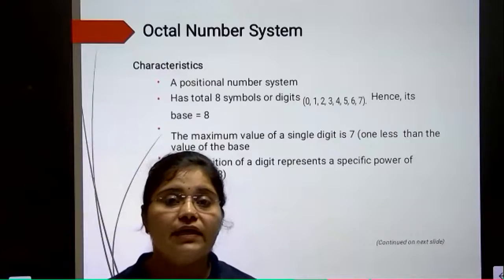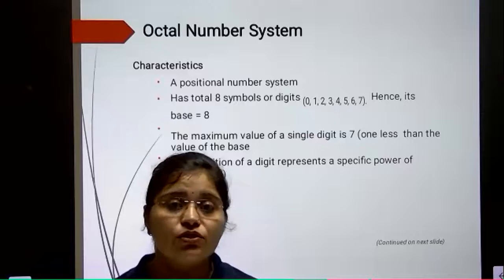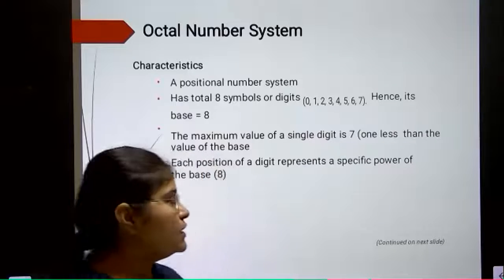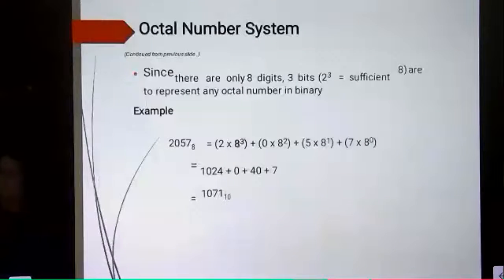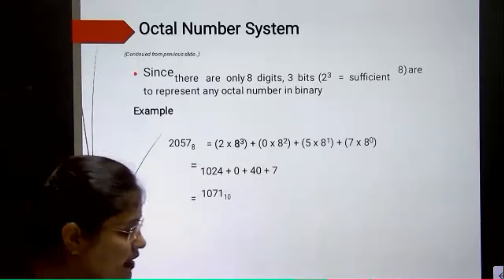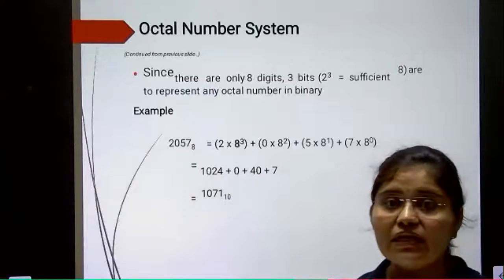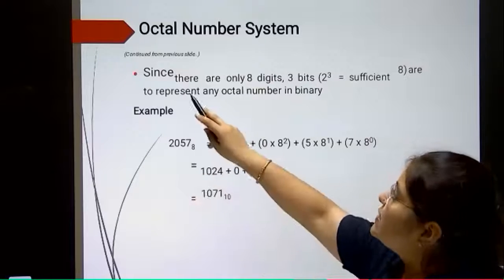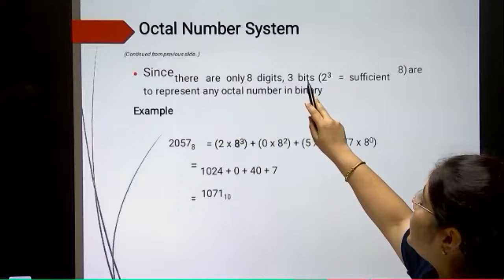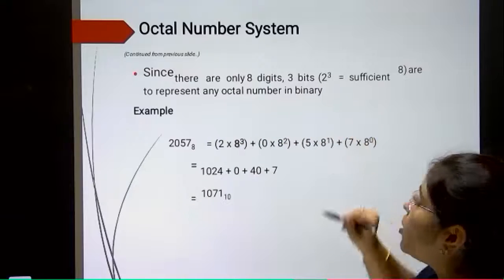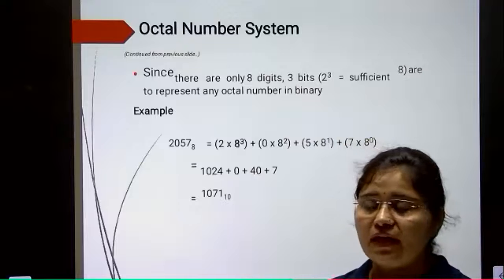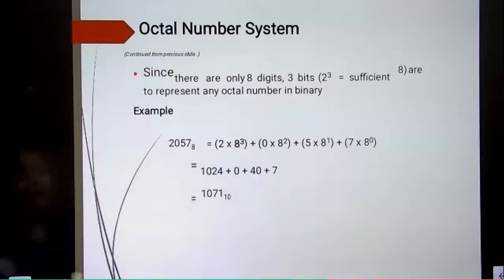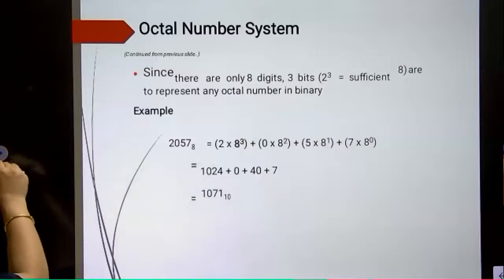जैसे कि आप बाइनरी में with the base value 2, decimal में with the base value 10, in octal the base value 8 we will take. Yes, so this is the example. There is this thing you have to remember for each and every number system. Since there are 8 digits, 3 bits, 2 raised to power 3 is equal to 8, which is sufficient. This is a very important thing you have to remember. For octal, we will have 3 bits of binary to represent.